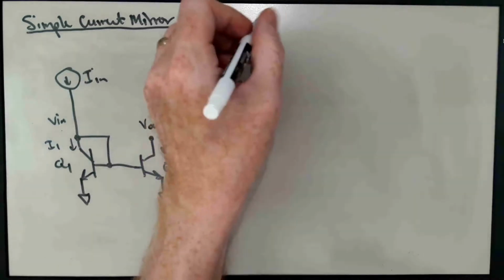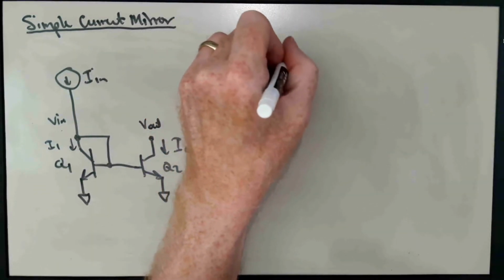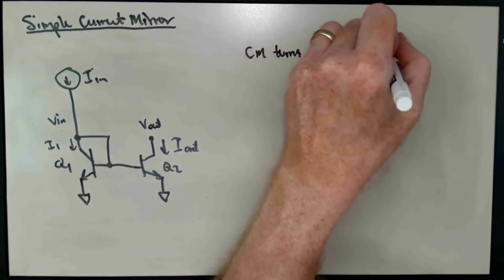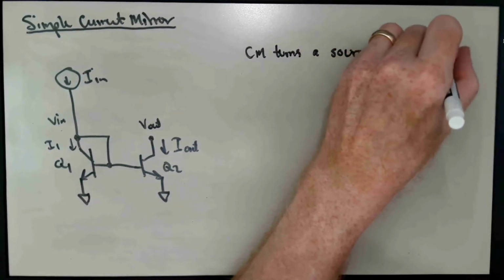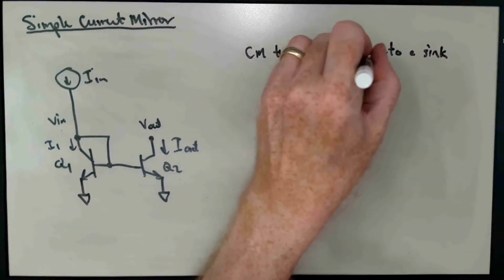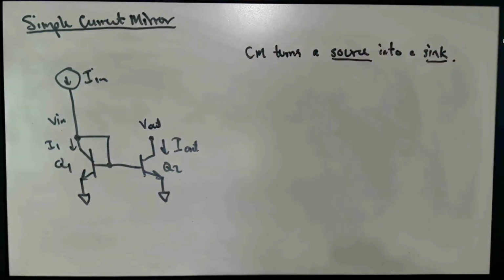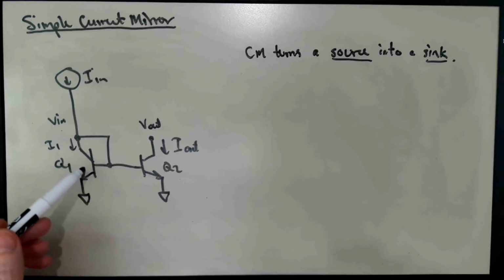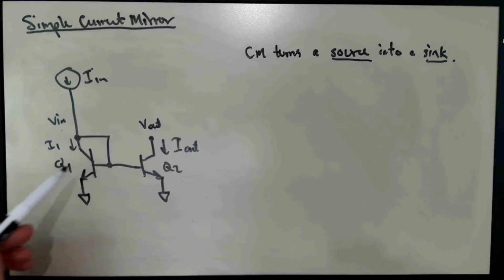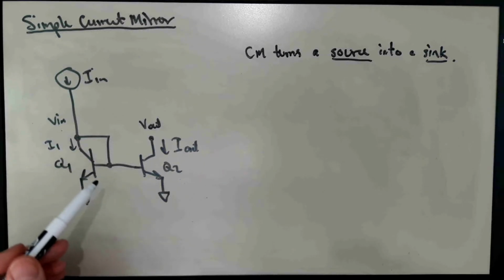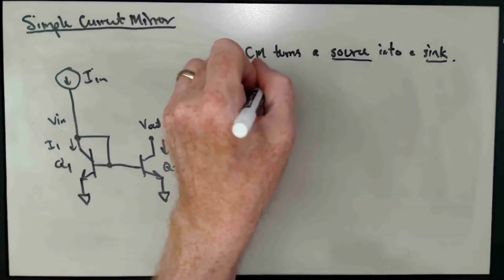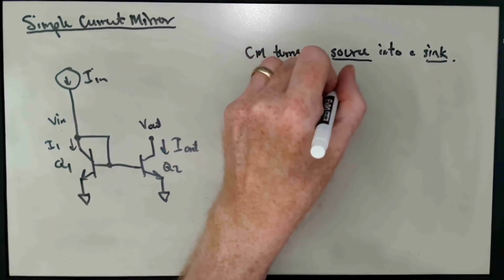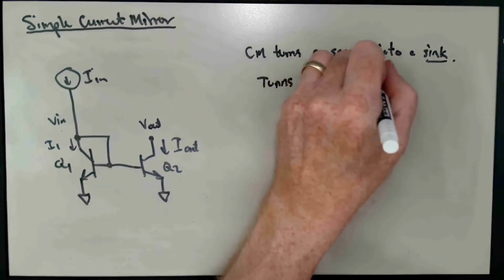And so the current mirror turns a source into a sink. And it's a current source into a current sink. And if we use a complementary type of transistor, if we use a PNP current mirror, that type of current mirror turns a current sink into a current source. So it basically turns a current around.